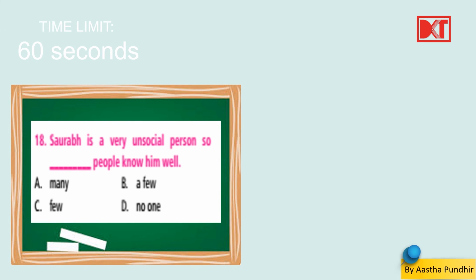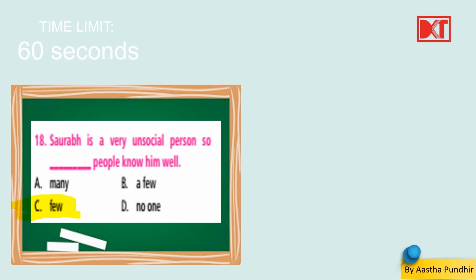Alright, here we have Saurabh is a very unsocial person, so dash people know him well. Many people know him well, a few people know him well, so few people know him well, or so no one people know him well. Here the correct answer is few people know him well.